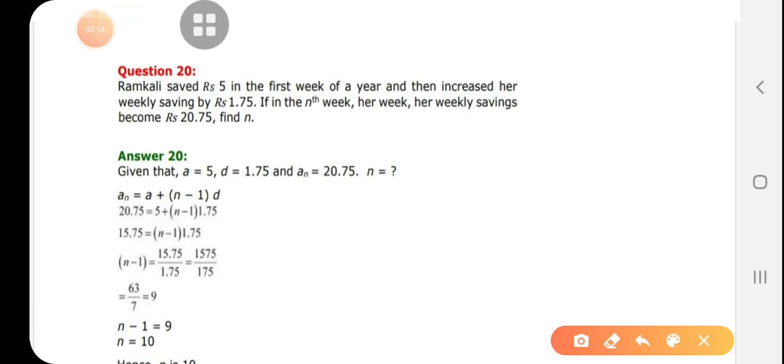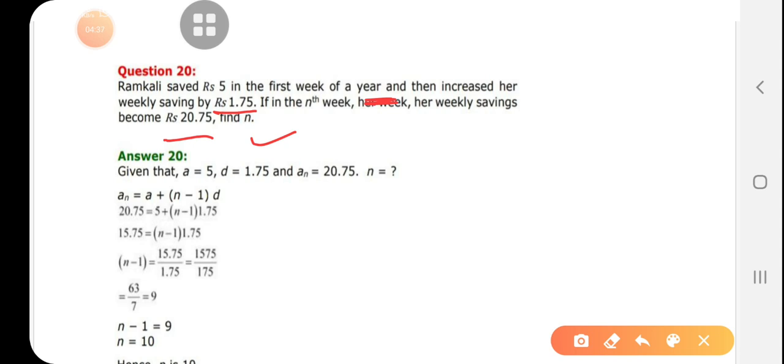Ramkali saved rupees 5 in the first week of a year and then increased her weekly saving by rupees 1.75. If in the nth week her weekly saving became rupees 20.75, find n. It means per week Ramkali saves rupees 5, and after 1 week it will increase by 1.75 every week. So the common difference will be 1.75. So it will be an AP series.